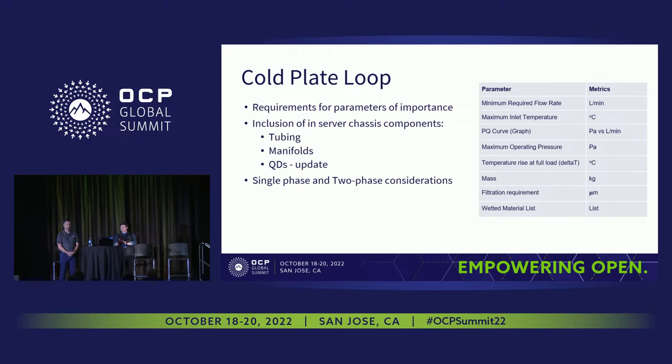And now, too, knowing with the advent of more two-phase applications, identifying which specific parameters of importance here in this table we might want to consider differently relative to a two-phase system versus a single phase. And the one that really jumps out to me is at the bottom here, the wetted material list. At the bottom, not meaning it's the least important, but I think there's going to be a lot of different considerations as we migrate from water-cooled or water glycol systems into some of these new engineered dielectrics or fourth-generation refrigerants.